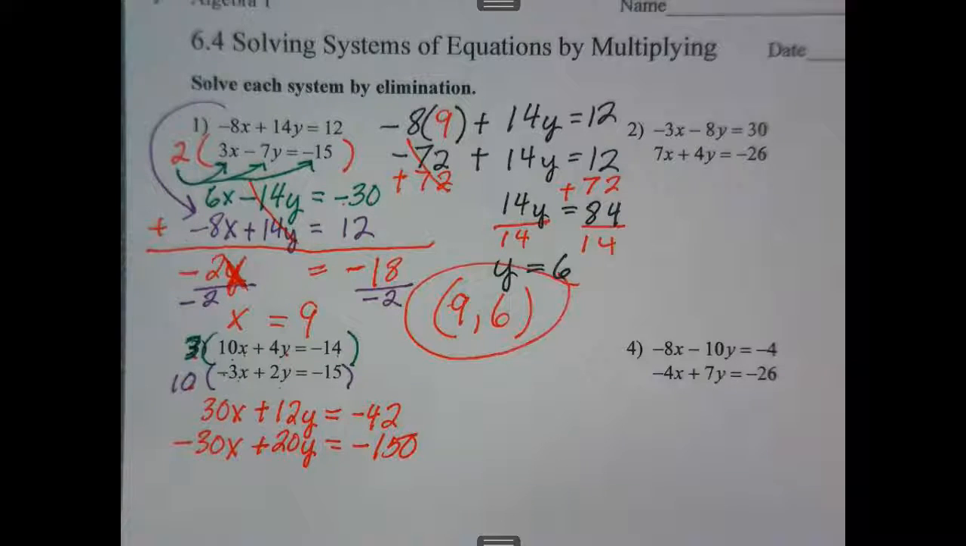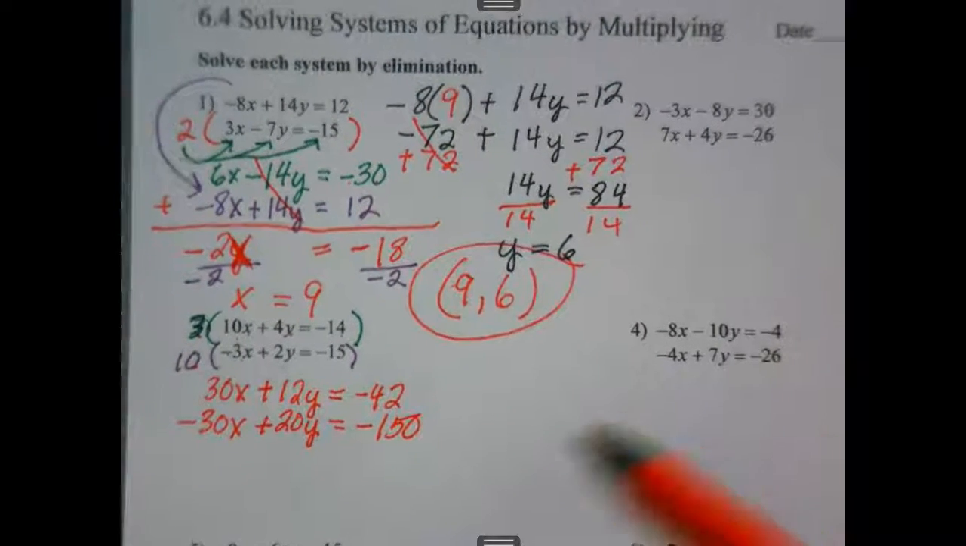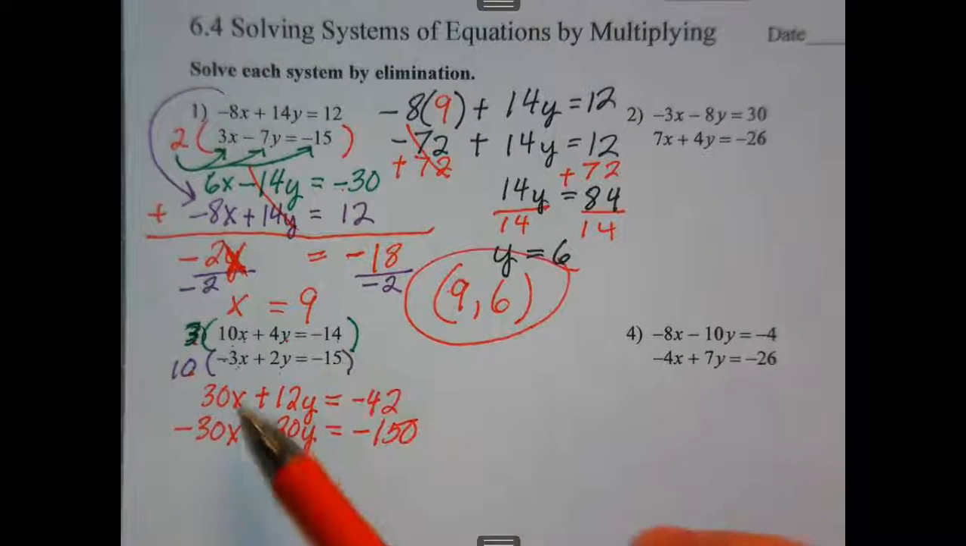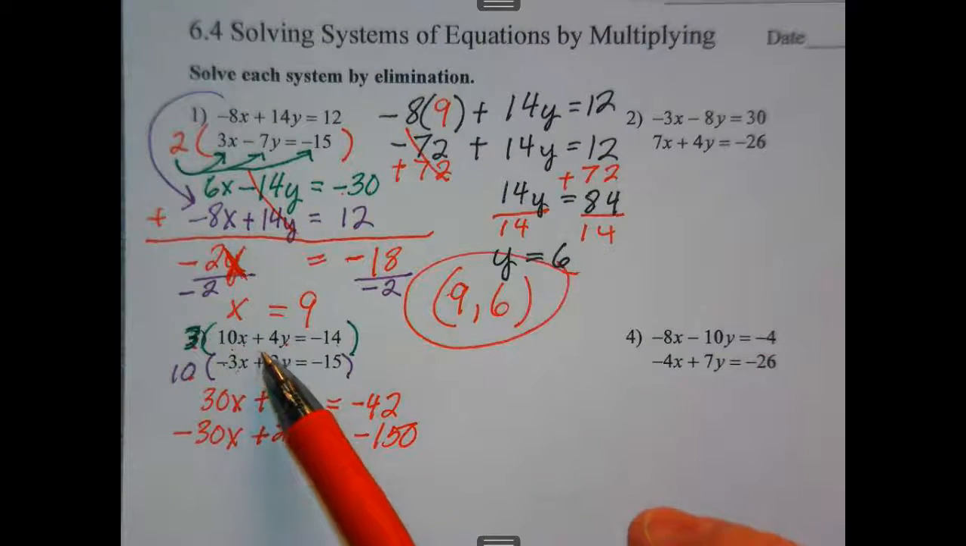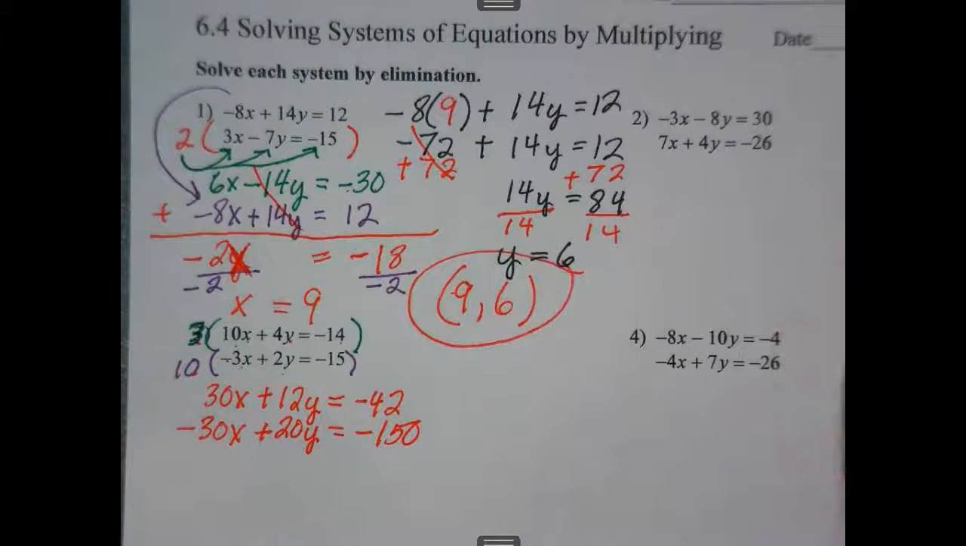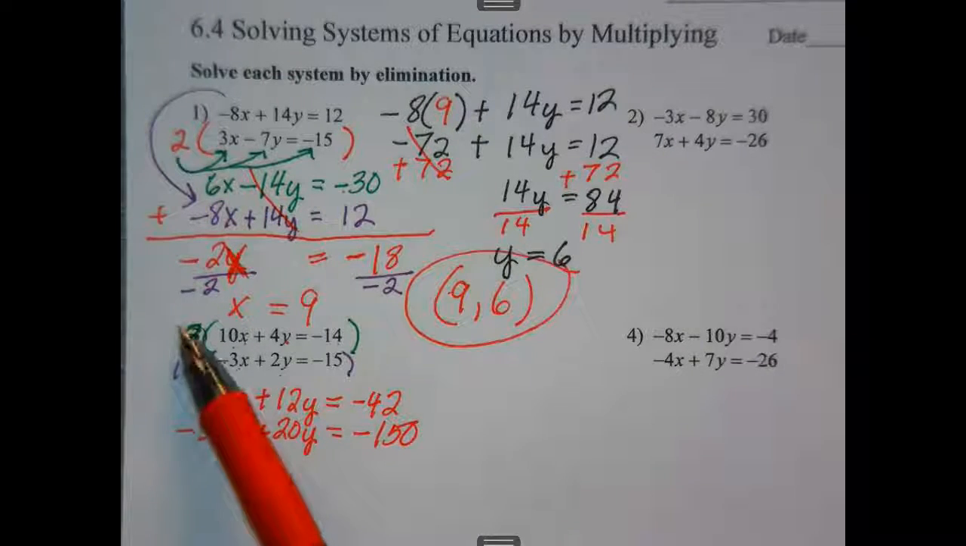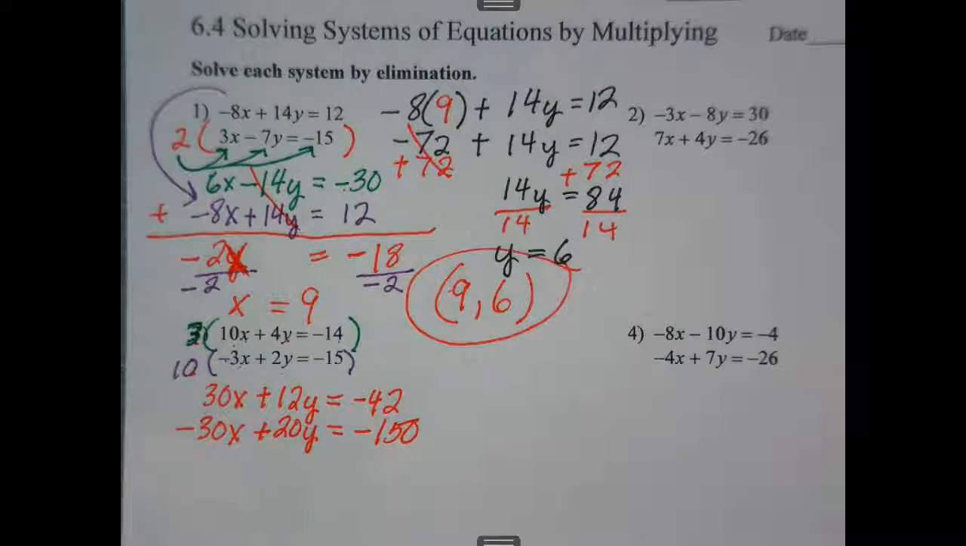So if you don't know which equation to multiply by what, just pick one of the variables. Make sure that you have opposite signs. If you don't, you're going to have to use a negative number somewhere. And then just multiply by each other's coefficient.